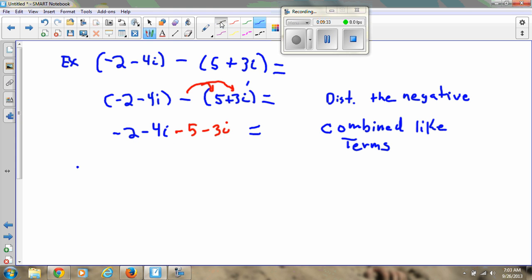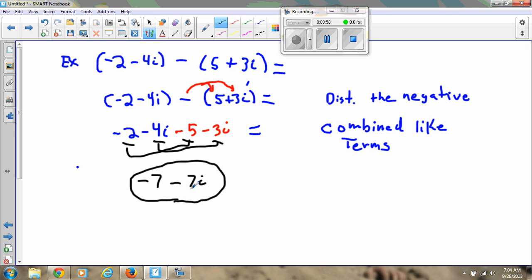We're simply going to combine our negative 2 with our negative 5. It gives me negative 7. And our negative 4i with our negative 3i. That gives me negative 7i. Notice the form again. The real part is in the front. The imaginary part is second.